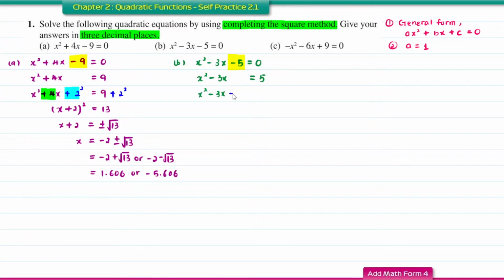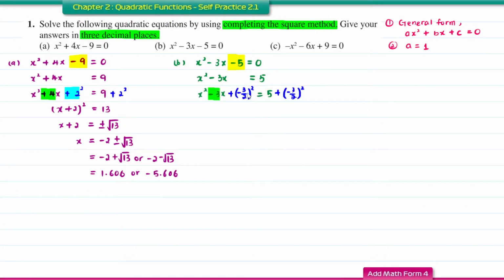Next, we're going to add in a number here. So for this part, this will be equal to the area of a square. So here your value of b is negative 3. Divide this by 2. Therefore, you're going to have negative 3 over 2. And put a square on this number. So this is the area of a square. So you need to add negative 3 over 2 squared on your right hand side to keep the equation balanced.